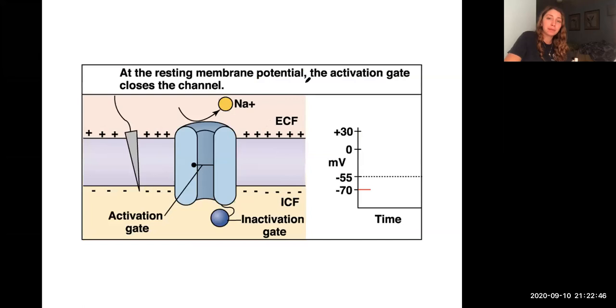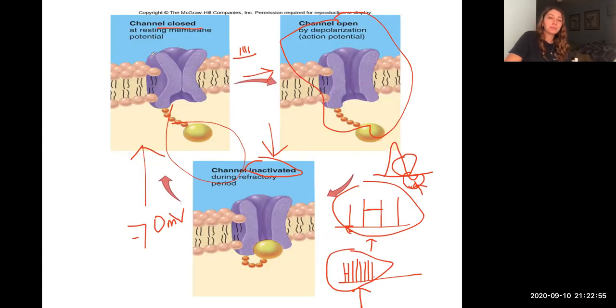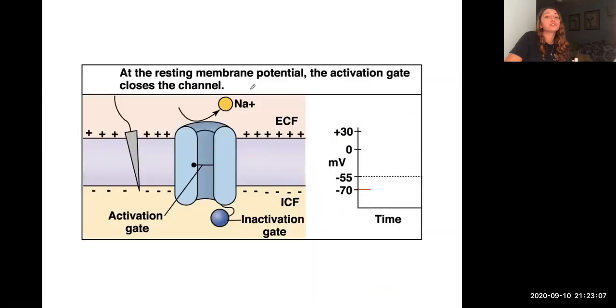So at resting membrane potential, the activation gate closes the channel. Like we were talking about before, this will probably help. So the sodium channel is closed at resting membrane potential. The activation gate closes the channel, and it is active though.